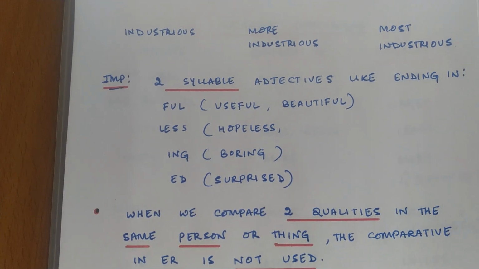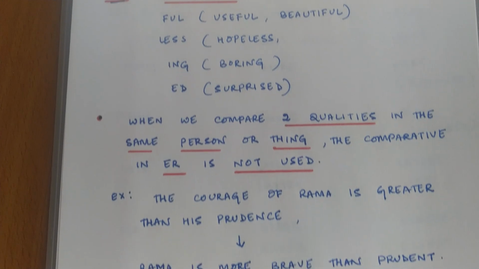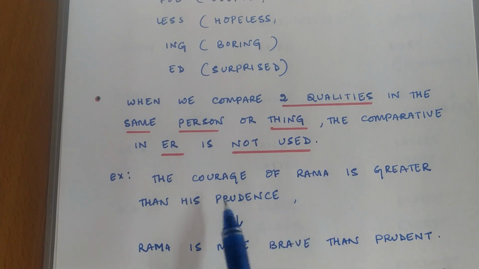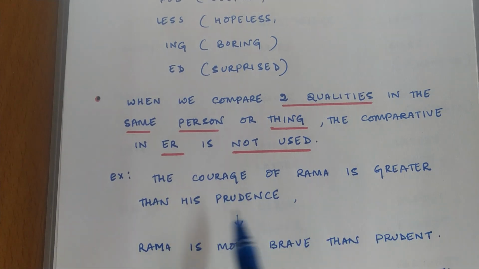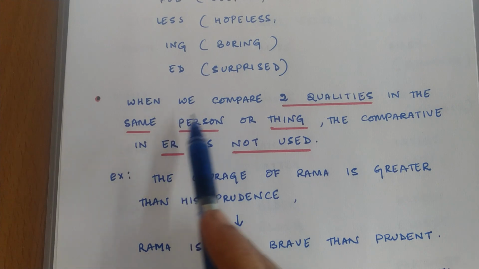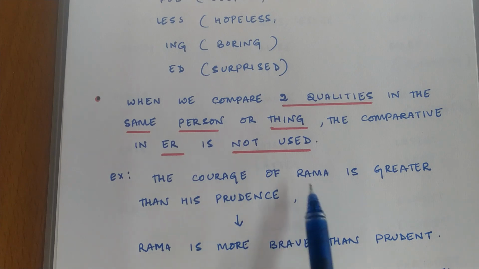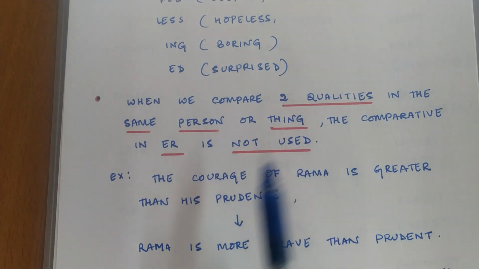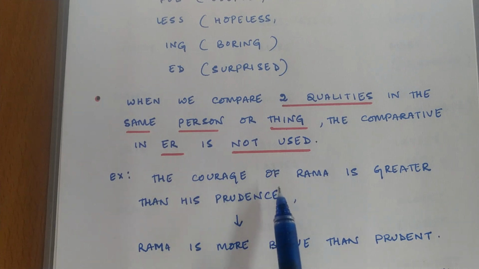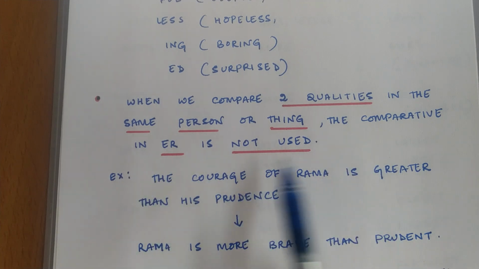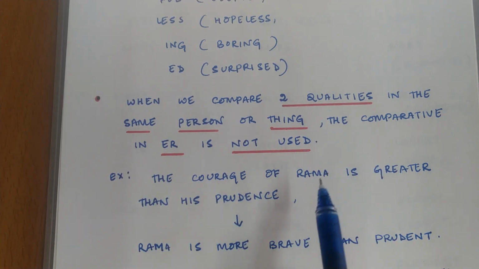Now when we compare two qualities in the same person or thing, the comparative in ER is not used. Let us take an example. The courage of Rama is greater than his prudence. So what does the sentence say? When we compare two qualities in the same person or thing. Who is the same person here? Rama. What are the two qualities being compared? Courage and prudence. So in such a case where there are two qualities of the same person, the comparative in ER is not used, but the sentence becomes Rama, which is the person, is more brave than prudent.